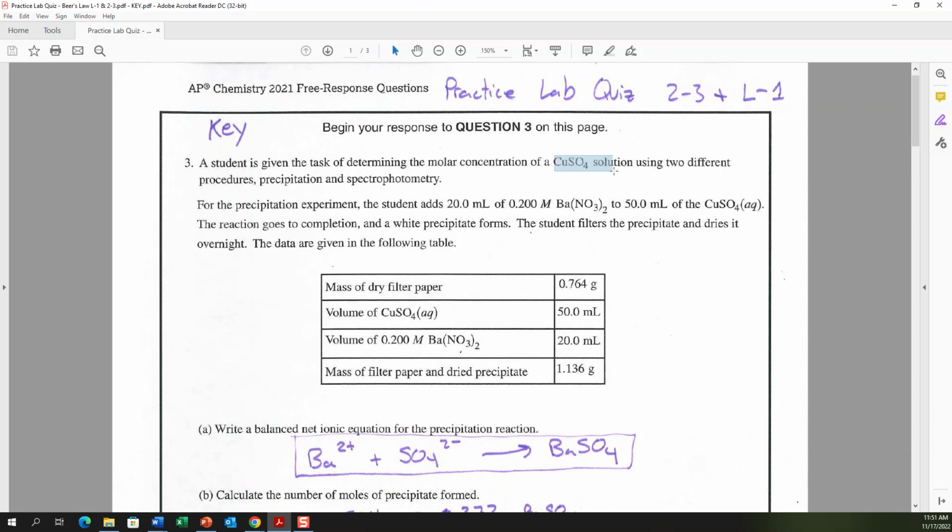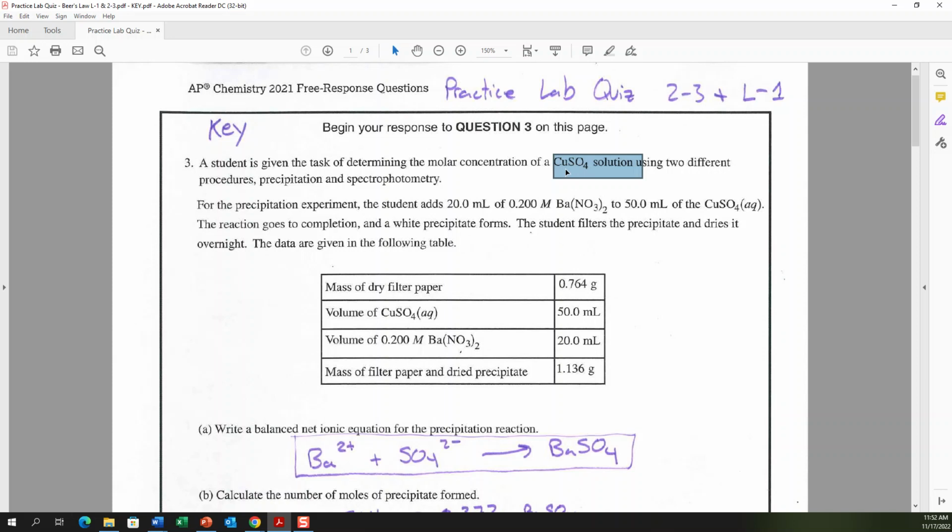The student has a copper sulfate solution. They don't know its molarity, and they're tasked with figuring out the concentration of the copper sulfate solution. So they want to know what the molarity is. And since the subscript of copper is 1 here, whatever the molarity of copper ions is, that's going to be the molarity of the copper sulfate.